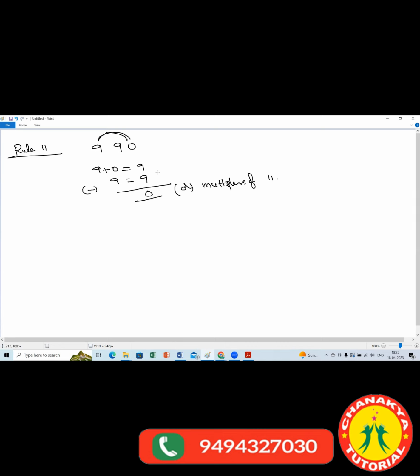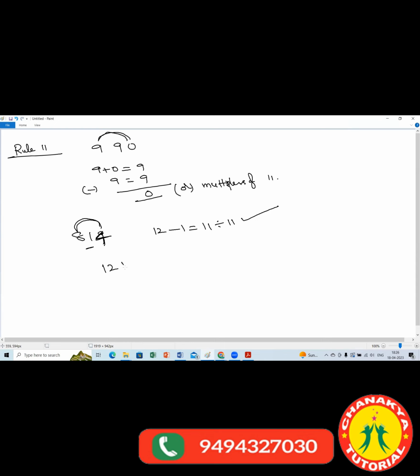This is 0, in this case 0. Suppose you take 814. Is it divisible by the 11 table or not? No, ma'am. So how do we check alternative digits? We should check 8 plus 4, how much? 12. 12 minus 1 is 11. 11 is divisible by the 11 table, so it is true.